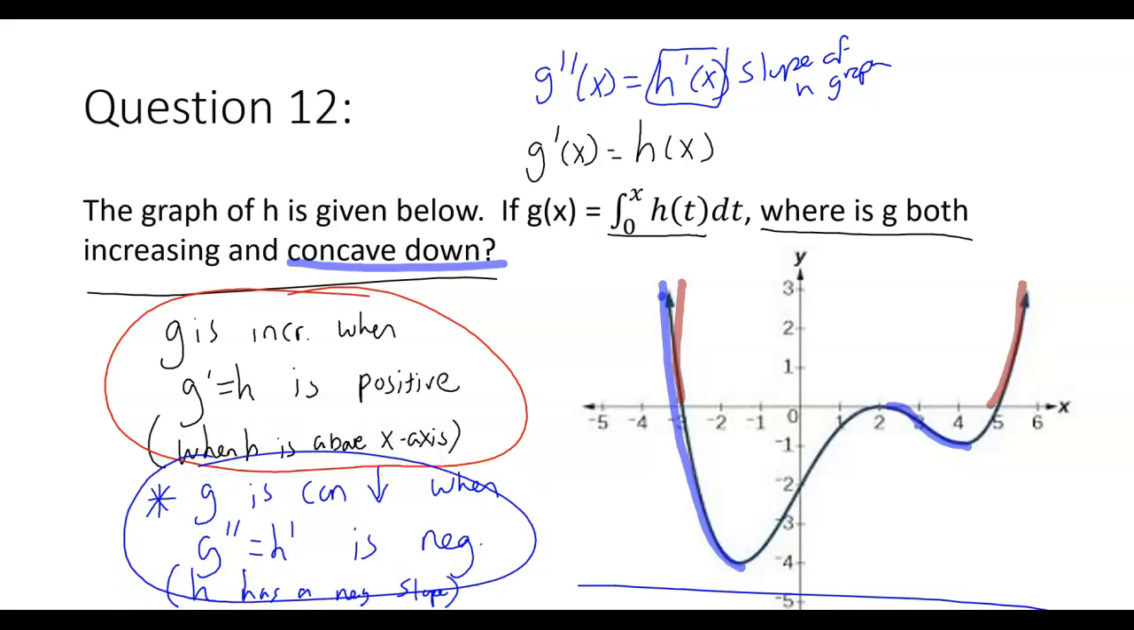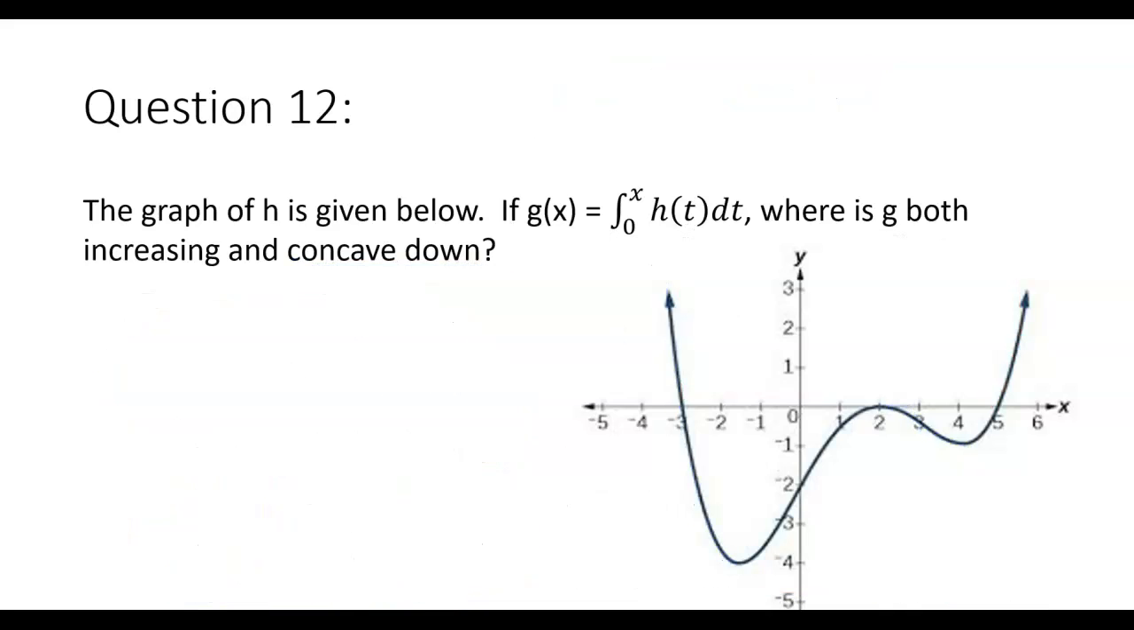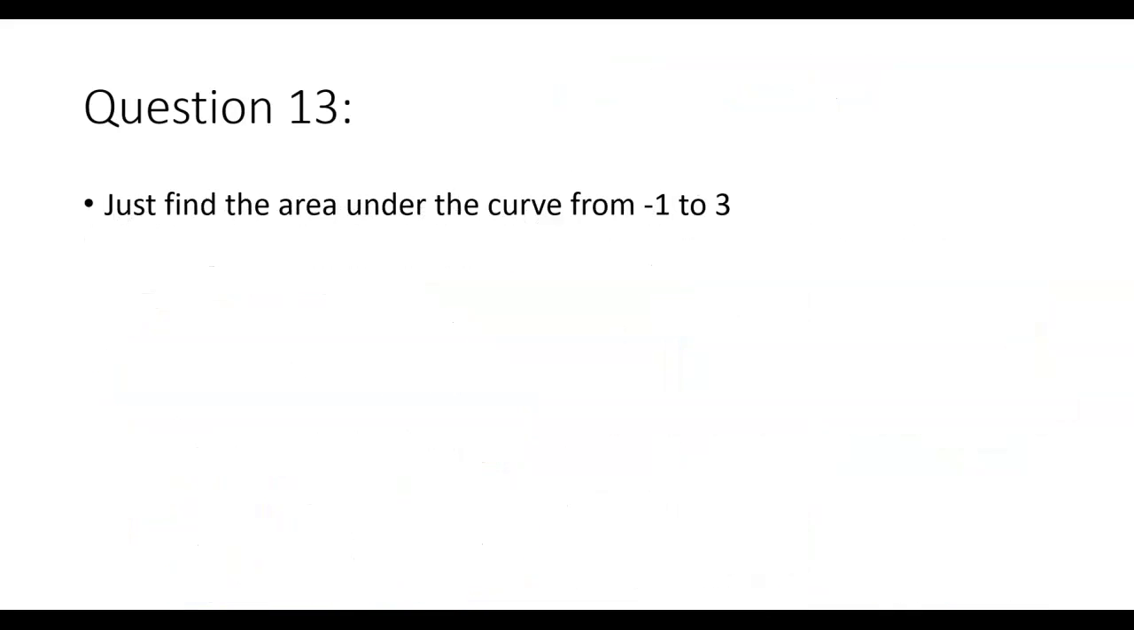So in other words, we're looking on the graph where both red and blue happen simultaneously, and that's this area right here. So that's for all numbers less than -3. You could write it like that, from negative infinity up to -3 is where G is increasing and concave down. Right? So that's your help for number 12.